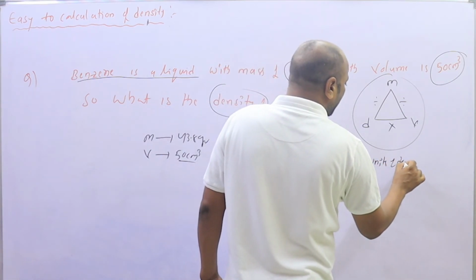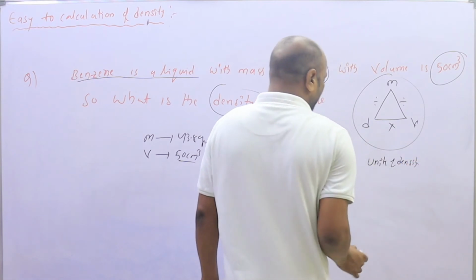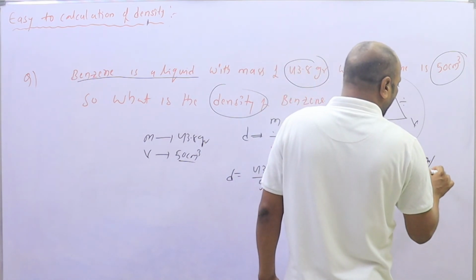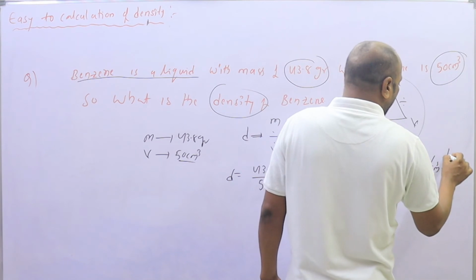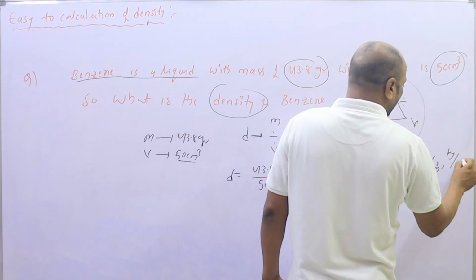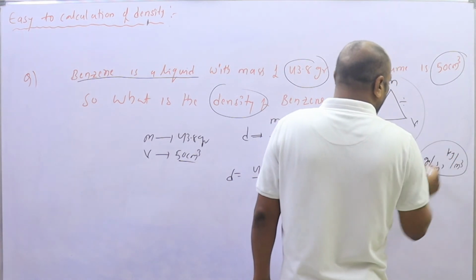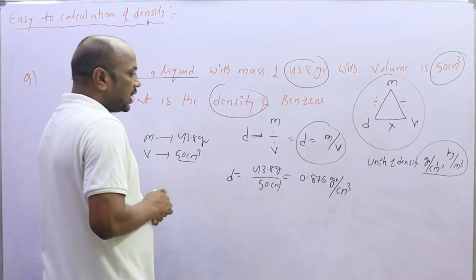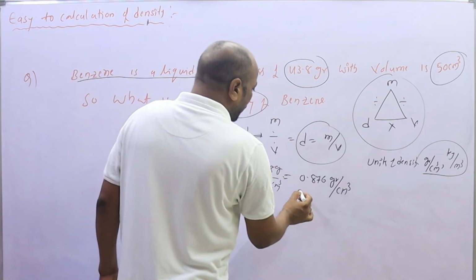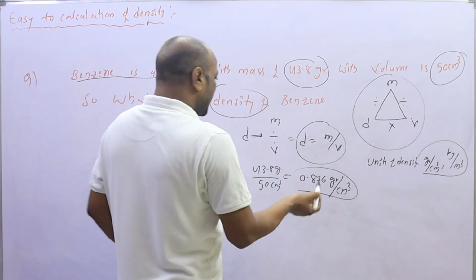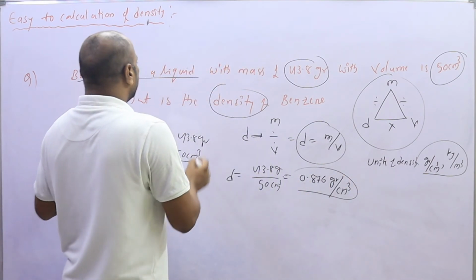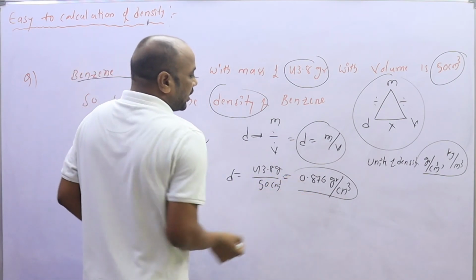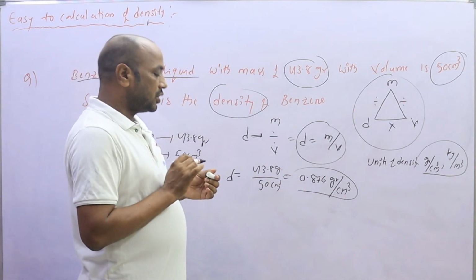The units of density are gram per centimeter cube and kg per meter cube. These are the units, and this is the value of the result. The final result is that the density of benzene is 0.876 gram per centimeter cube.